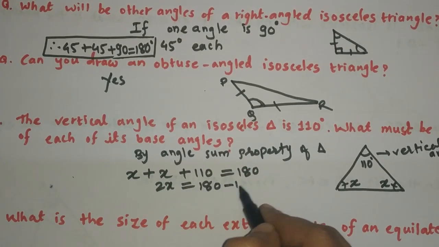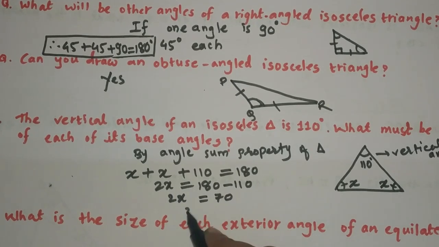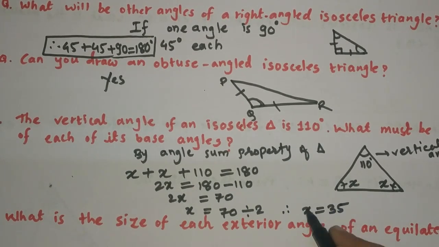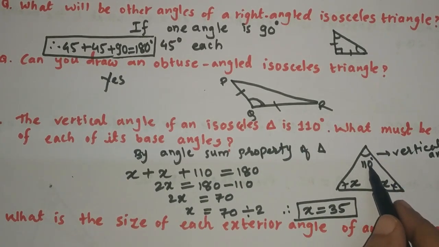We'll send this to the right hand side. So 2x is equal to 70 degrees. So x is equal to what? 70 divided by 2. Therefore friends, we'll get x is equal to what? 35 degrees. So the base angles are 35 and 35, which is 70, plus 110, which gives you 180 degrees.